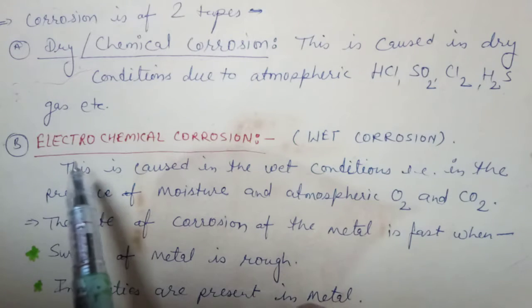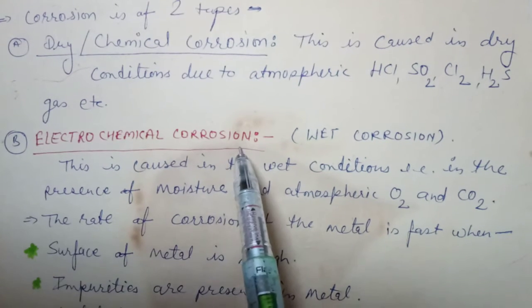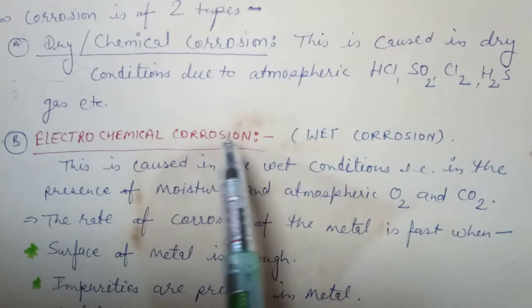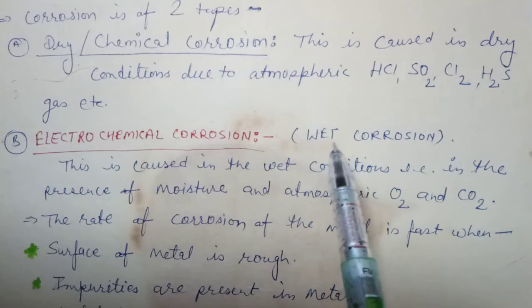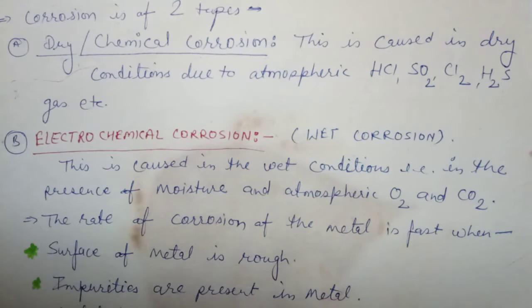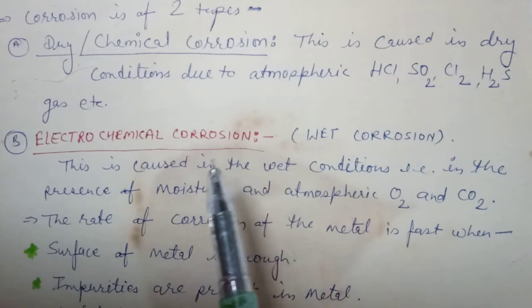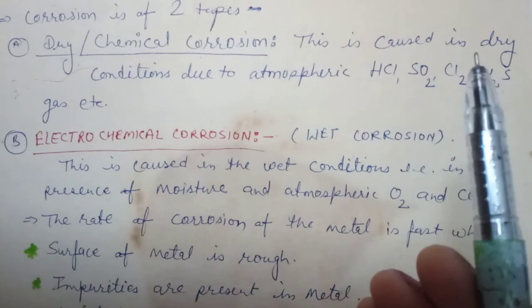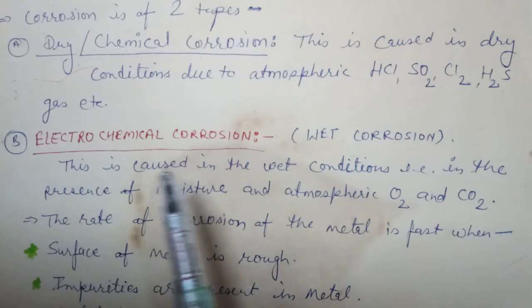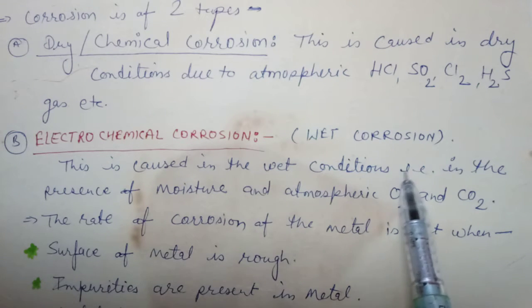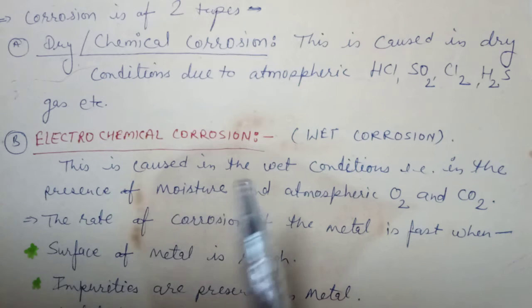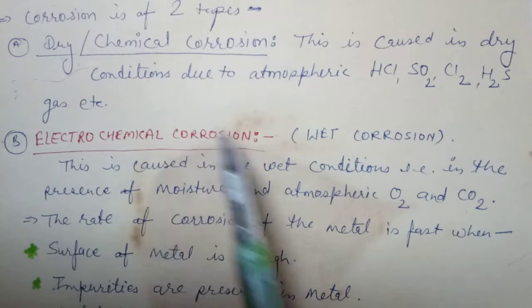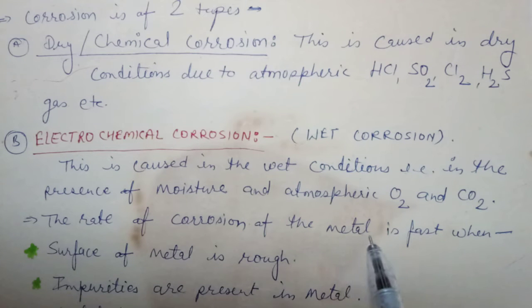The second one is electrochemical corrosion. We are studying electrochemistry, so the topic to discuss here is electrochemical corrosion, or we can say wet corrosion. Wet corrosion means it takes place in wet conditions, that is, in the presence of moisture or water. This is caused in wet conditions, in the presence of moisture and atmospheric O2 and CO2.